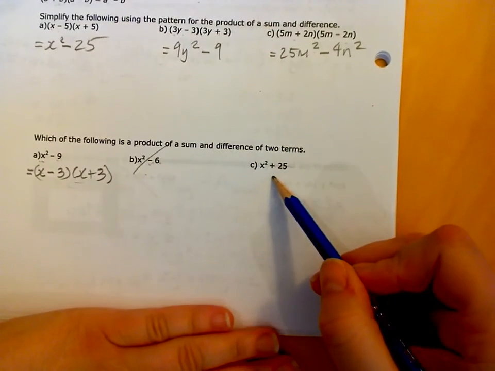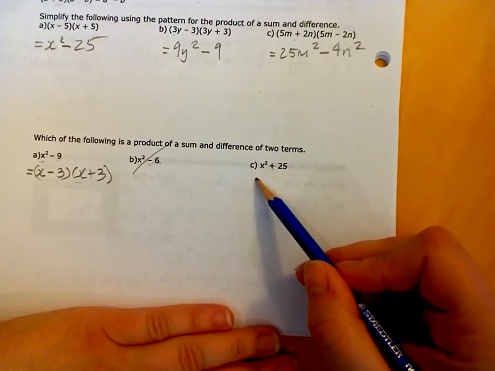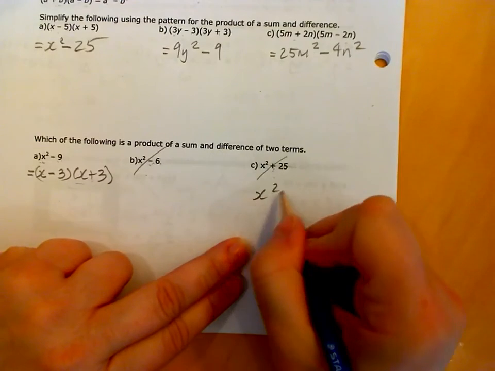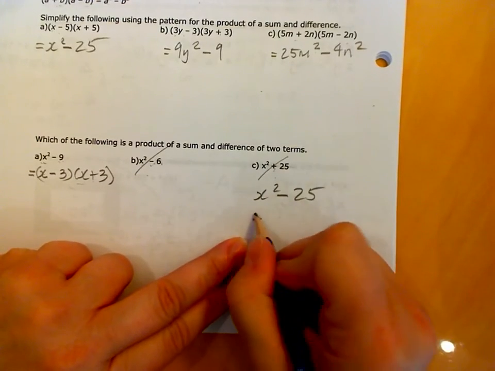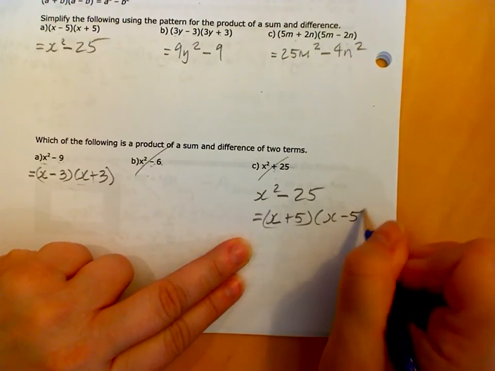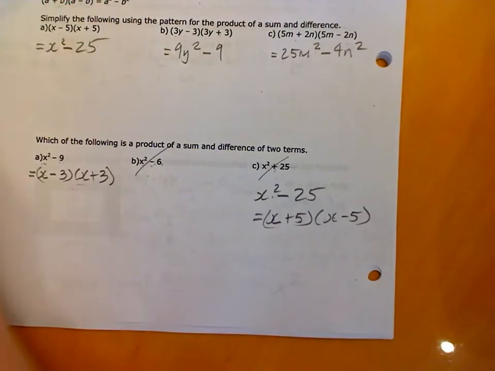And then here, this is not a difference, this is a plus, so this is not something that can be factored at all whatsoever. However, if it was this, minus 25, then we would say it's x plus 5, x minus 5, because 5 times 5 is 25, and x times x is x squared. And that is our section on special products.